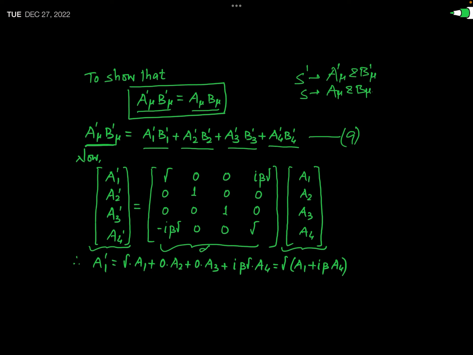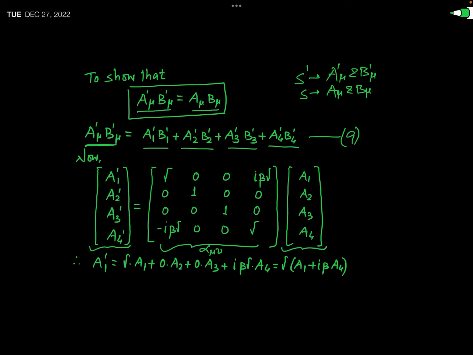When this transformation operator, alpha mu nu, is operated on this column matrix, we will get simply A1 prime, A2 prime, A3 prime and A4 prime. Now you can see how these components can be found.